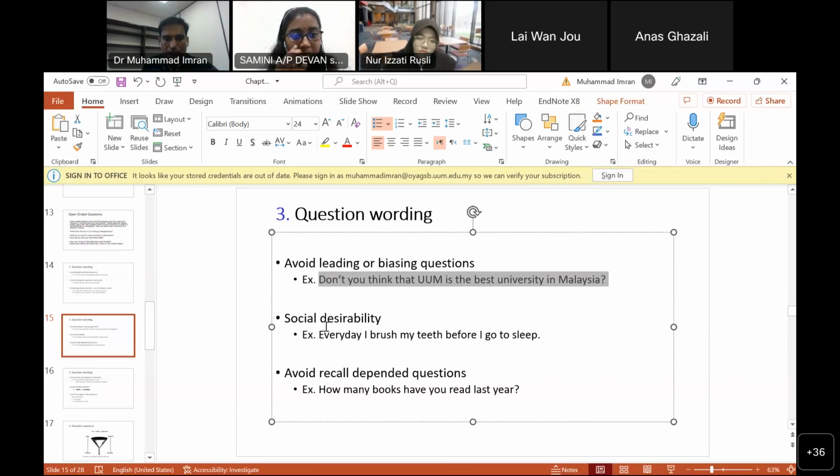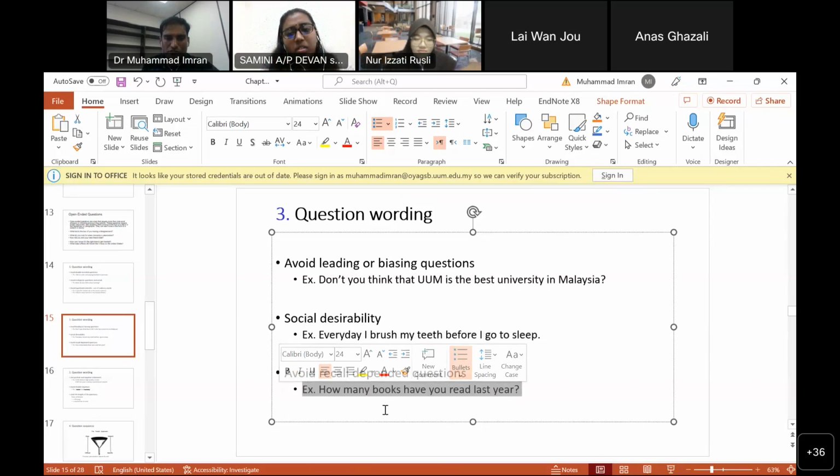Social desirability: "Every day I brush my teeth before I go to sleep." Everybody knows I must brush, so this is a personal thing and should not be used. Avoid recall-dependent questions, such as "How many books have you read last year?" This kind of question also should not be used.